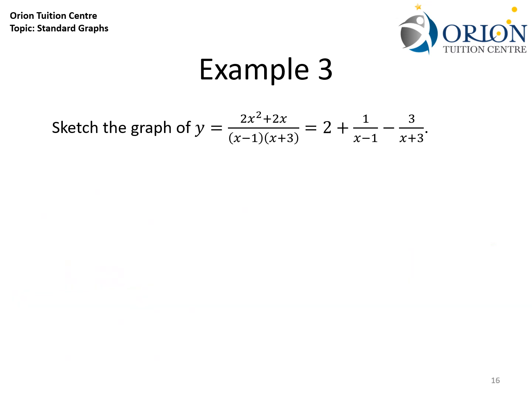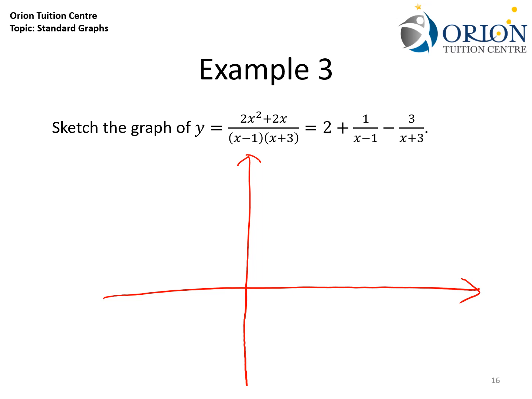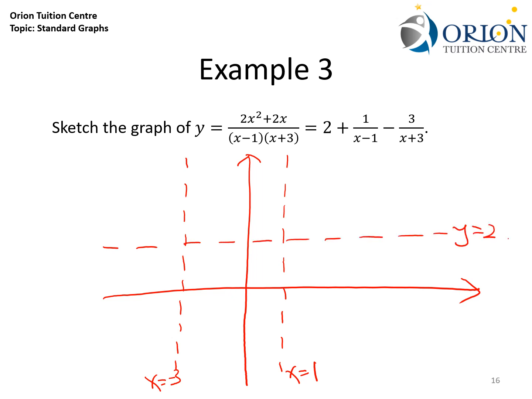And now, with all the information found, let's try to construct our graph. First, let's draw the axis. Next, we are going to draw the asymptotes, which is at x equals to minus 3 and x equals to 1. And we also have another horizontal asymptote, y equals to 2. Next, the axial intercepts, 0, 0 and minus 1, 0.